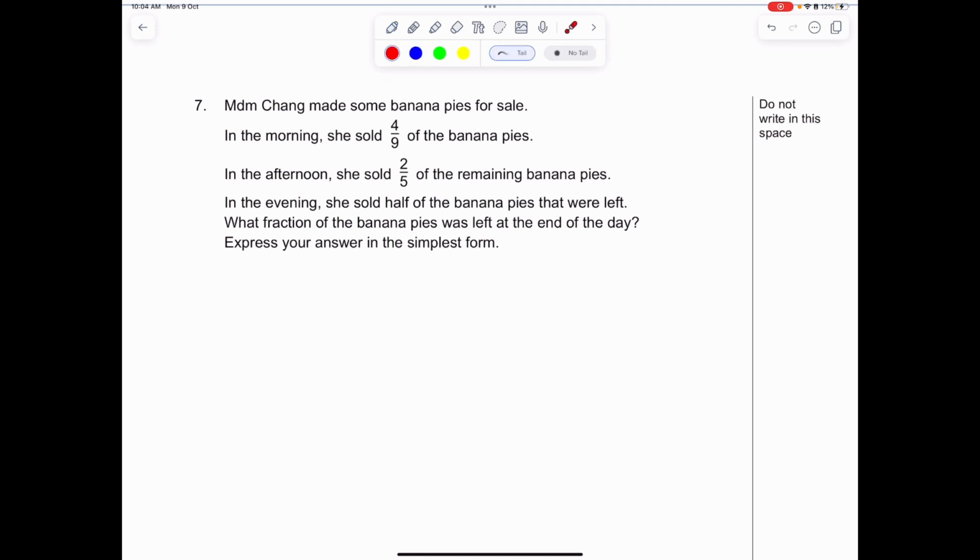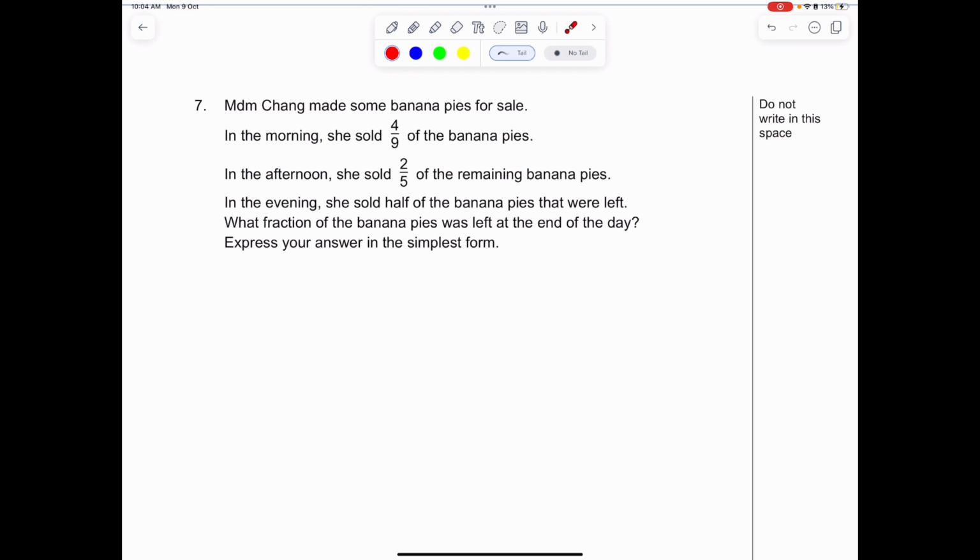Okay. Madam Chang made some banana pies for sale. In the morning, she sold 4/9 of the banana pies. In the afternoon, she sold 2/5 of the remaining. In the evening, she sold half of the banana pies that were left. What fraction of the banana pies was left at the end of the day? This one you can do the branching method or you can do the model. I personally prefer the model because I'm able to see what is happening.